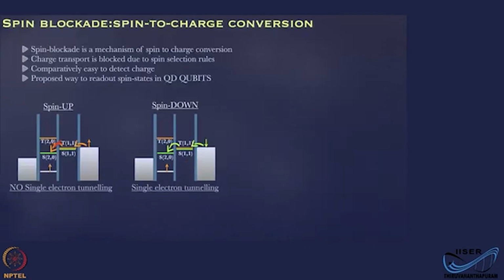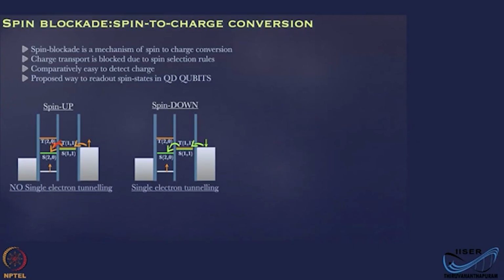Now, just to summarize and close this discussion, let me make the following statement. The Pauli spin blockade is a recipe for spin to charge conversion, because here the charge transport is blocked because of the spin selection rules.